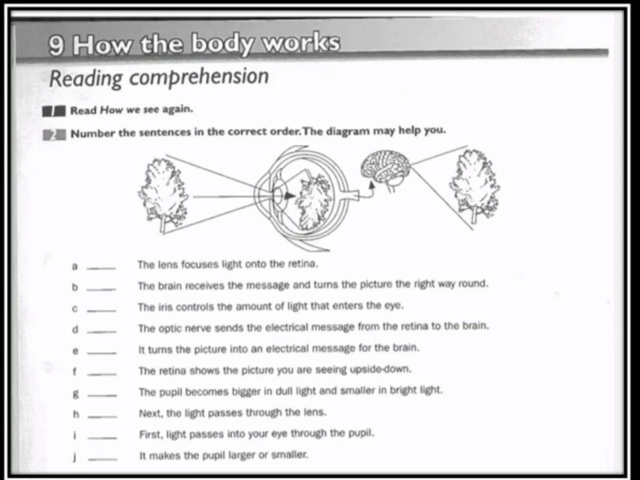Now, what is sentence number 2? Which one? Who tell me? It is G. Write 2 beside letter G. The pupil becomes bigger in dull light and smaller in bright light.